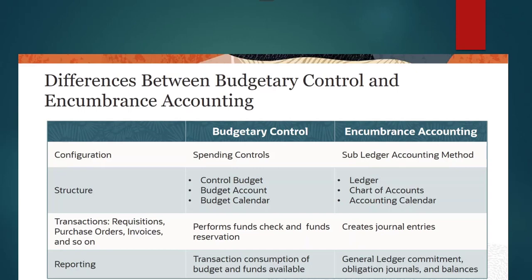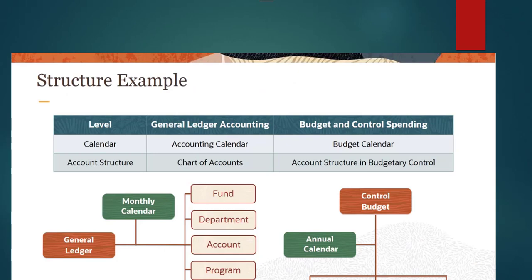You can load budget balances into general ledger for comparison with your actual balances. But encumbrance accounting doesn't automatically maintain funds availability balances in general ledger. That is only automatically maintained in the budgetary control module. As I mentioned, we have our budget control account structure, which is a chart of accounts that we wish to budget to.